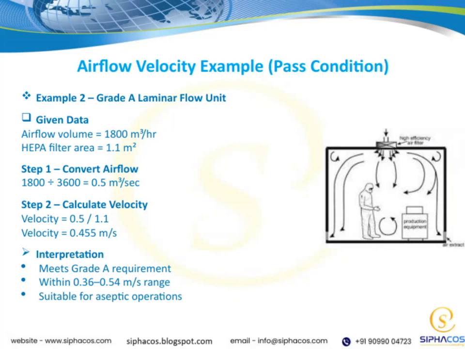Let's look at an example of airflow velocity that meets the pass condition for a Grade A laminar flow unit. We start with an airflow volume of 1,800 cubic meters per hour and a HEPA filter area of 1.1 square meters. First, we convert the airflow to cubic meters per second. That's 0.5. Then, we calculate velocity by dividing 0.5 by 1.1, which gives us about 0.455 meters per second. This falls comfortably within the required range for grade A, making it suitable for aseptic operations.